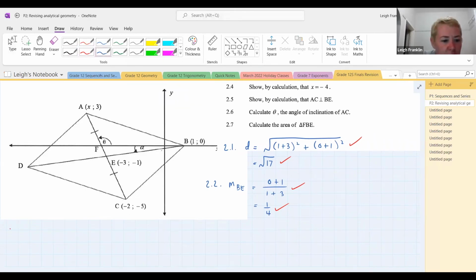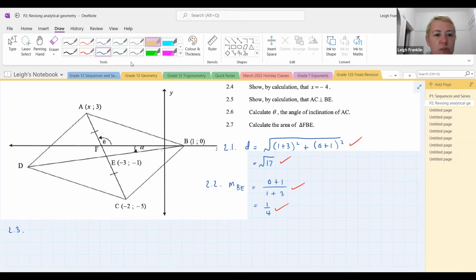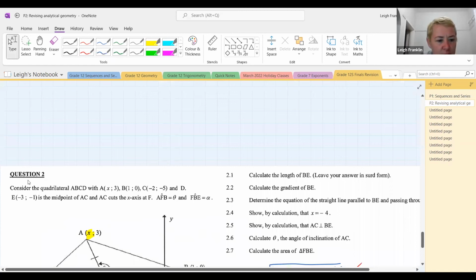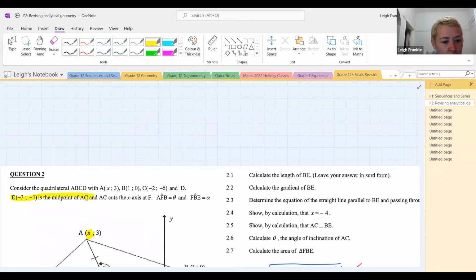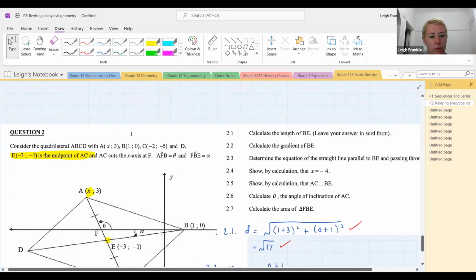All right, so the next question, they want us to show by calculation that x is equal to -4. Okay, so x is this one up here. Remember that E is the midpoint of AC. I'm sure they told us that at the beginning. Yes, E is the midpoint of AC. They told us that over there. So how would we show that x equals -4?